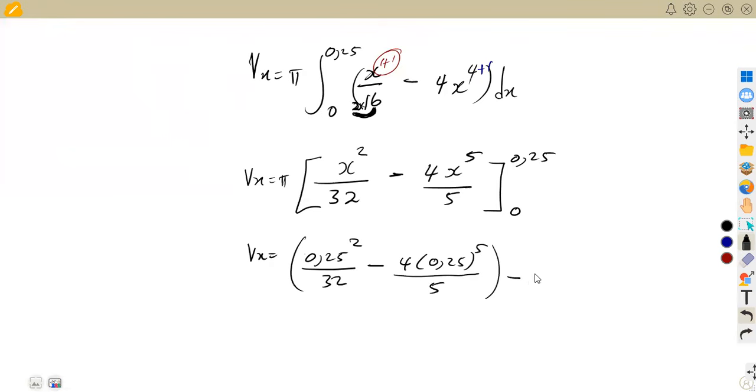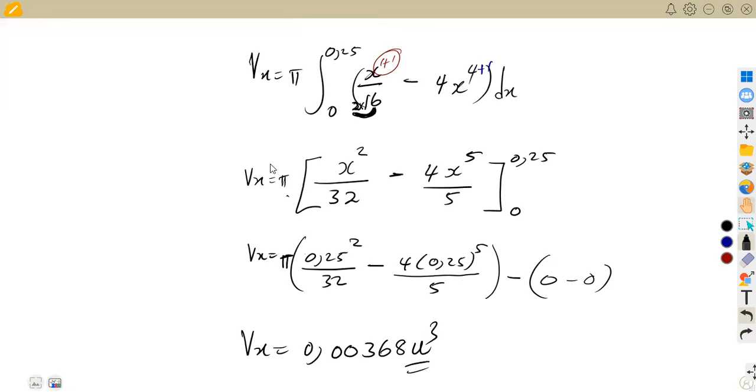All right, minus, as you can see, if we substitute a 0 here and a 0 here, that will be a 0 there, guys. So that will be 0 minus 0 there. So there we have got the volume, and we've got a pi there outside. So it's going to give us something like 0.00368 cubic units or something like that.